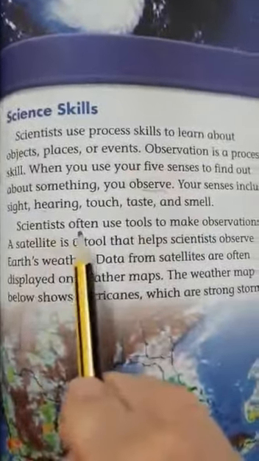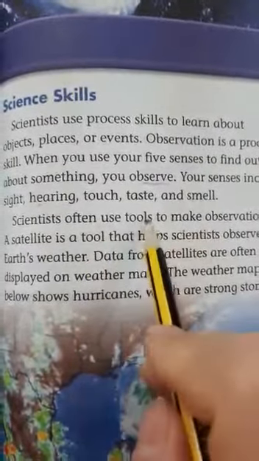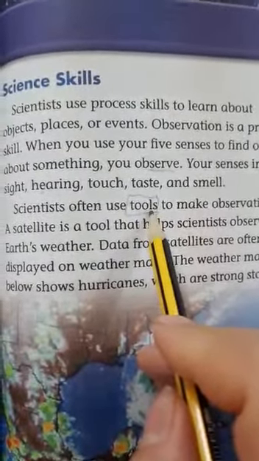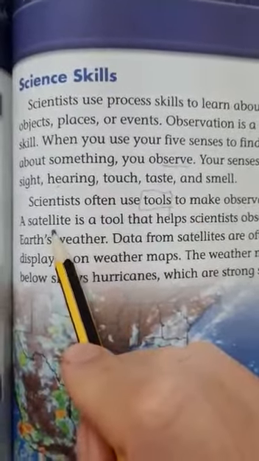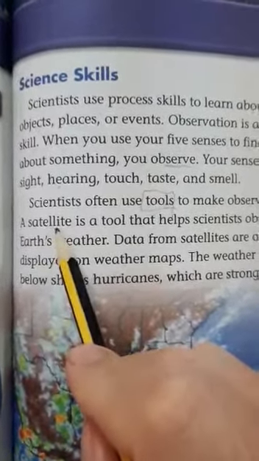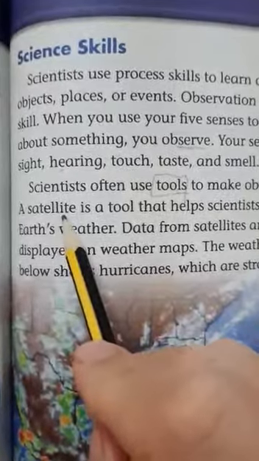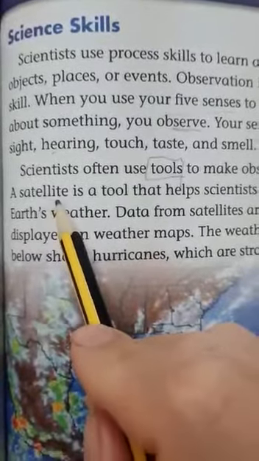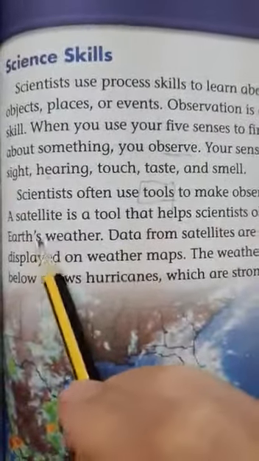Now, scientists often use tools to make observations. So what do they need? Tools. Any scientist needs tools to complete his work in science. Like what? A satellite. What do we mean by satellite? It means a machine sent by scientists to space, which can take pictures of the Earth from space, to check the weather, to know places better. So this is the satellite. It is a tool that helps scientists observe Earth's weather.